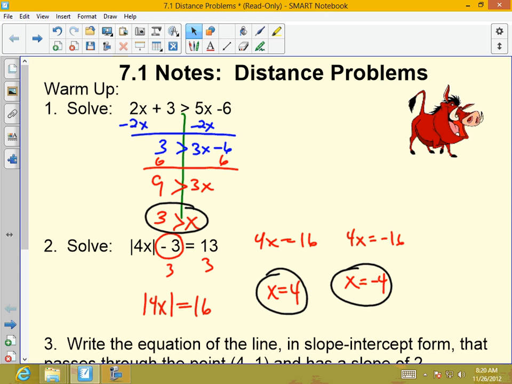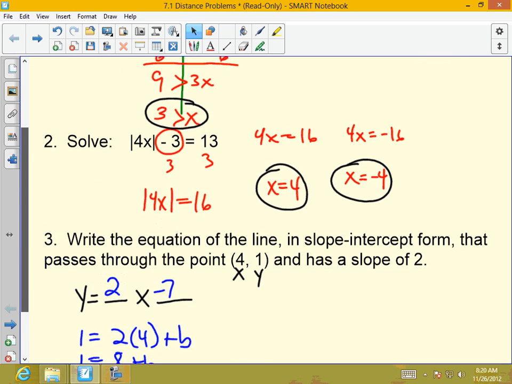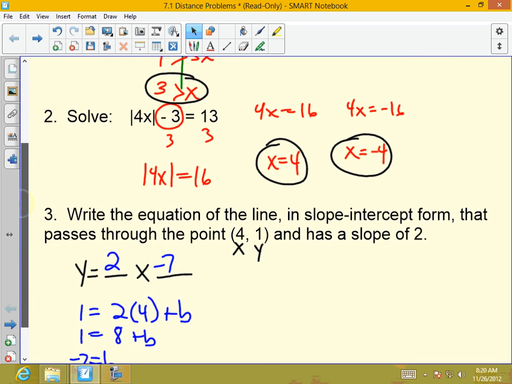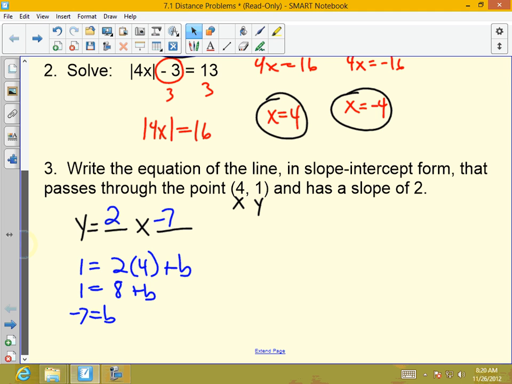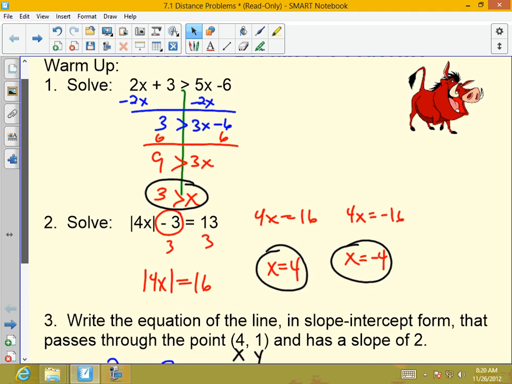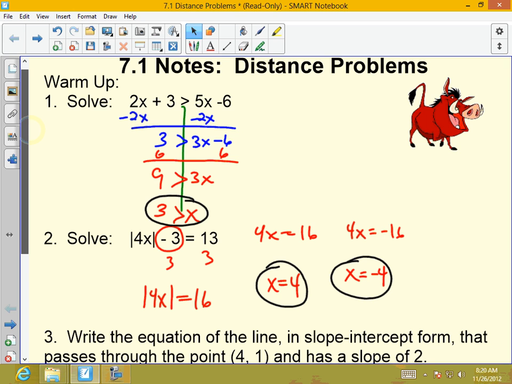Okay. For number one, 3 is greater than x, or x is less than 3. Number two, you should have 4 and negative 4. Number three, you should have 2x minus 7. Y equals 2x minus 7. If you need to pause to see how I did my work, go ahead.